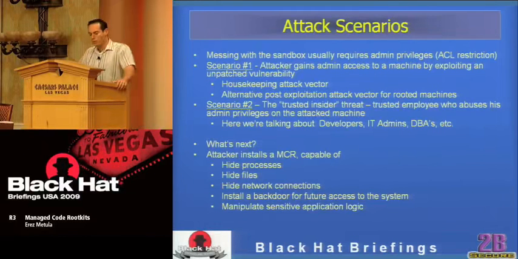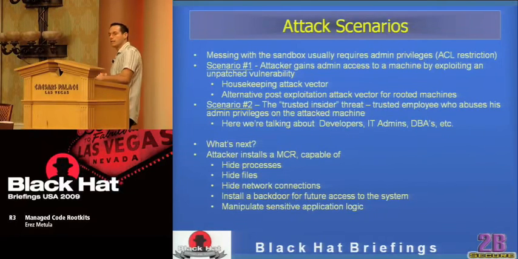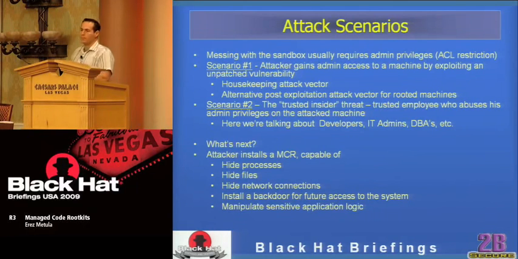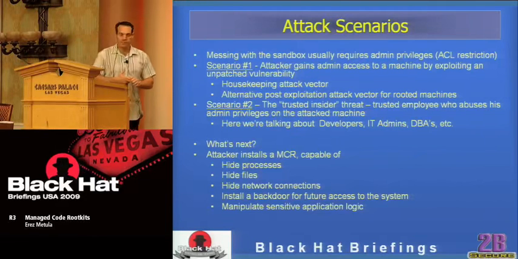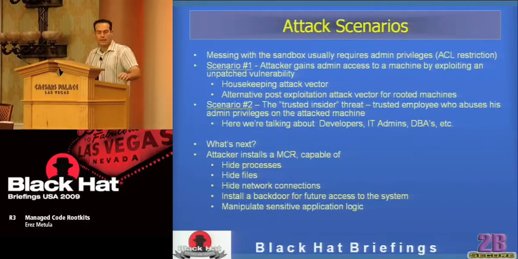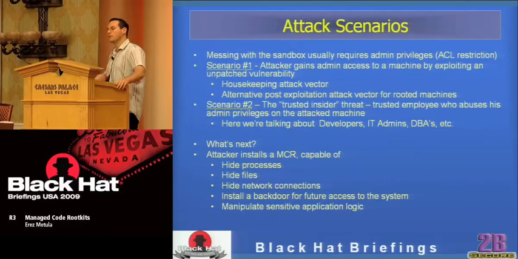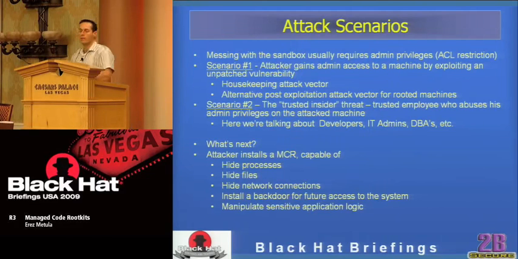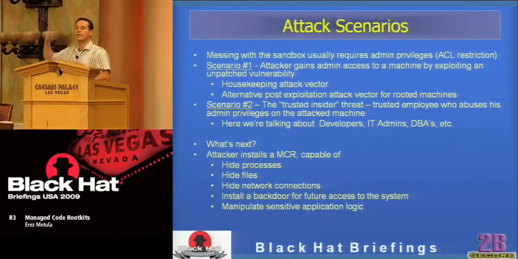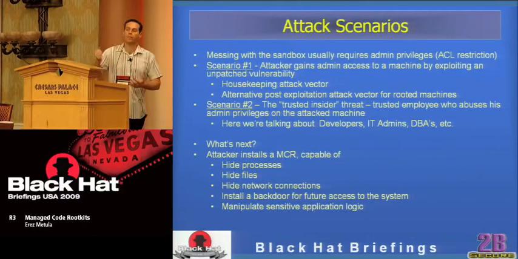Okay, when we're talking about the attack scenarios, there are basically two attack scenarios in which managed code rootkits are involved. Managed code rootkits require administrator-level privileges in order to perform, right? So one of the attack scenarios is that an attacker gains control of the system with any kind of vulnerability. So now we have control of the system. What's next? The attacker will usually use some kind of post-exploitation attack technique, so that he will have complete control of the system.